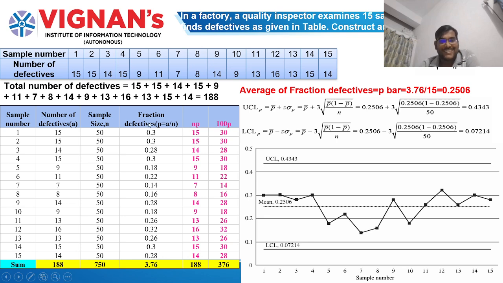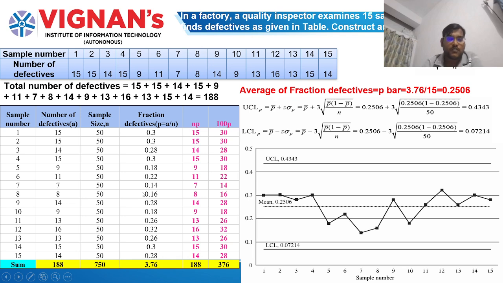Then you have to find out the fraction defectives. The formula is P equal to A by n. This is the A value and this is the n value. So 15 by 50 is 0.3. Like that, for each value you have to find these values, and then you will get them. 15 by 50, 0.3.